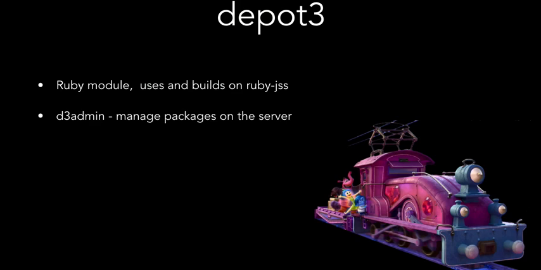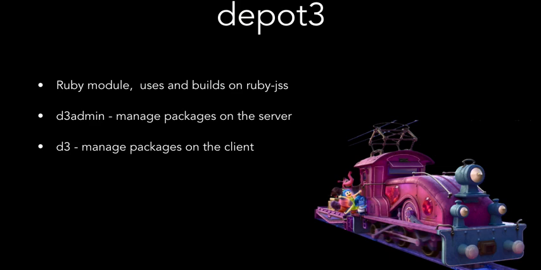There's another library, D3. Of course, the original D1 was Depot, and there are lots of things in GitHub called D3. So I couldn't have the GitHub project named D3, so I called it its full name, which is Depot 3. But nobody ever calls it Depot 3, we call it D3. It also is a Ruby module that builds on ruby-jss. It comes with a command line tool called d3admin, which we'll look at a little more deeply in a minute. That's for managing the packages.